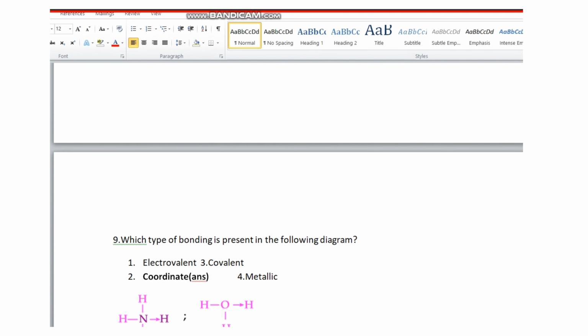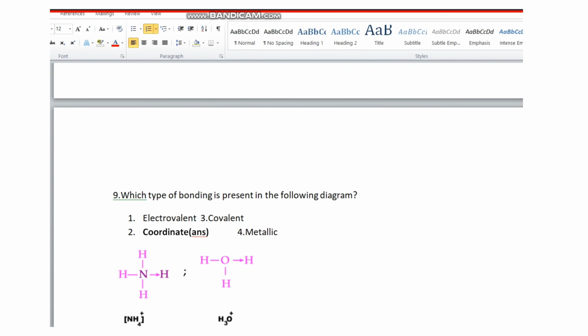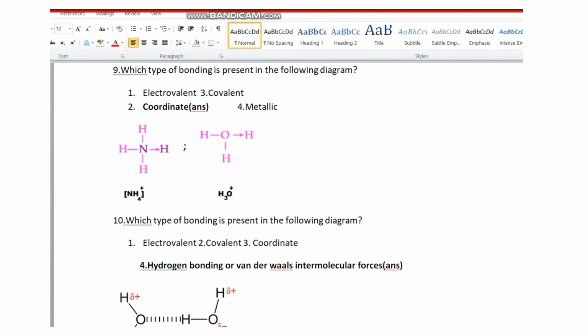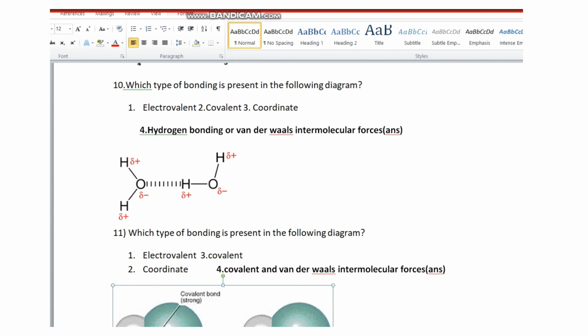Which type of bond is present in the following diagram? Here, a coordinate bond or dative bond is present. It is represented by a straight arrow because of transfer of a lone pair of electrons. Then next, which type of bond is present in the following diagram? Hydrogen bond or van der Waals intermolecular forces are present because hydrogen is linked with electronegative oxygen. Therefore, hydrogen bond is present.